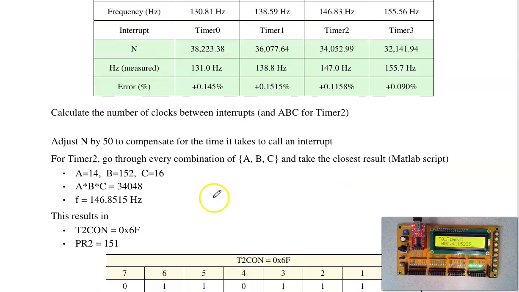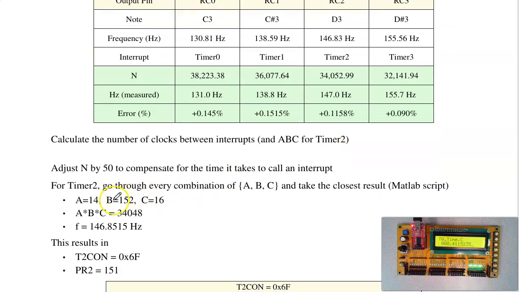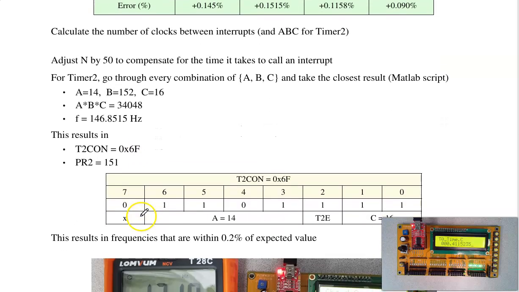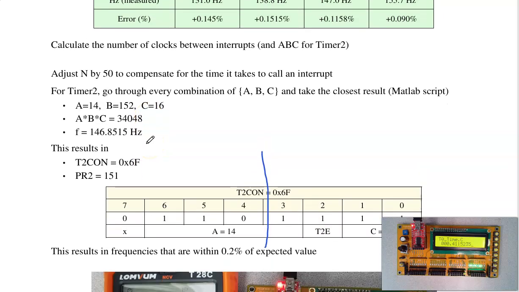To do that, these are easy. That's just N. Talk about that in a sec. Timer 2 is kind of the hardball. I've got to find A times B times C. That's close to 34,052. The best I could do is A is 14, B is 152, C is 16. Gives me this frequency. To set that up, here's T2CON. These 4 bits are A. 13 means 14. 11 means 16. In hexadecimal, that's 0110, 6, 1111, F. So T2CON is 6F. For PR2, B minus 1 is PR2.